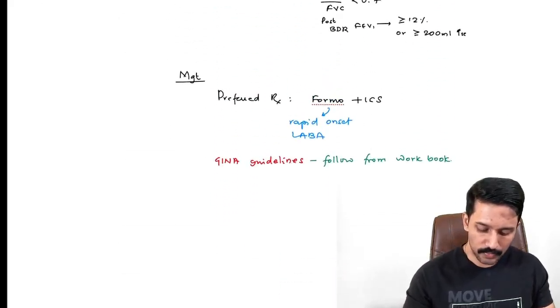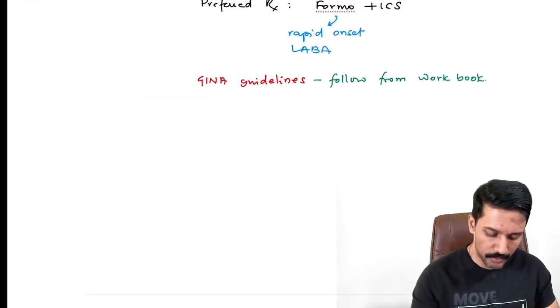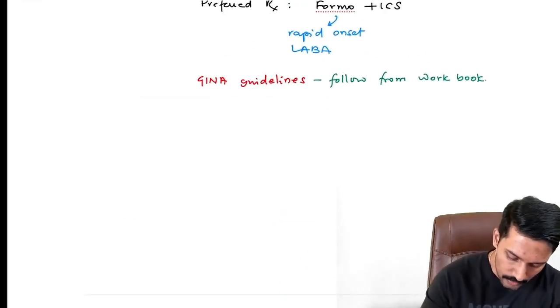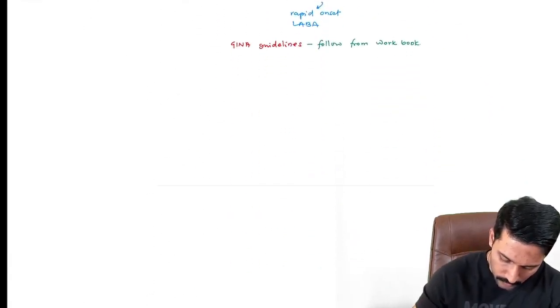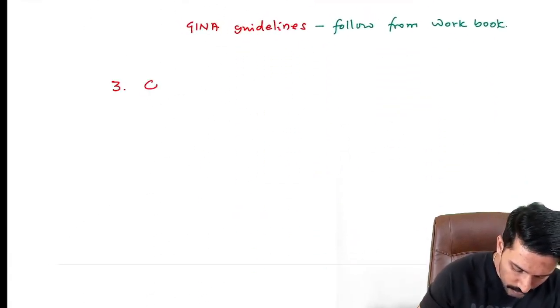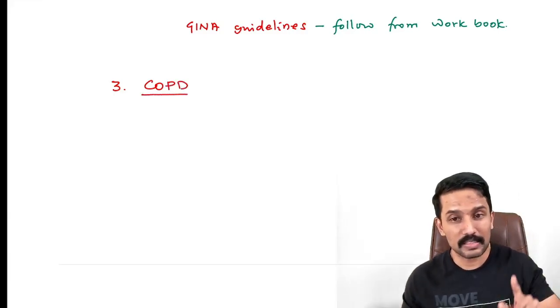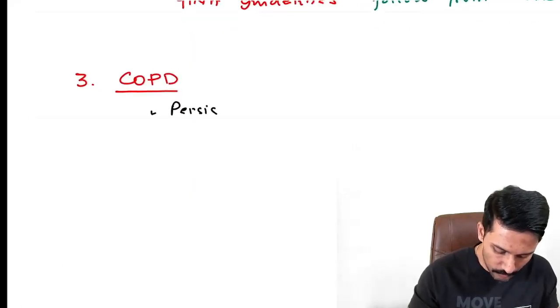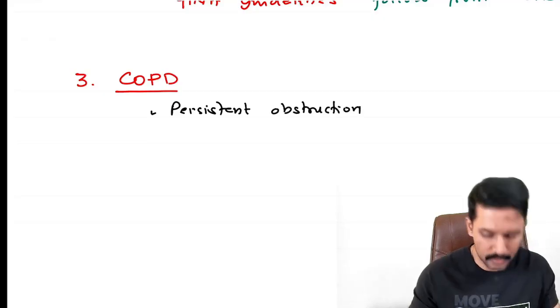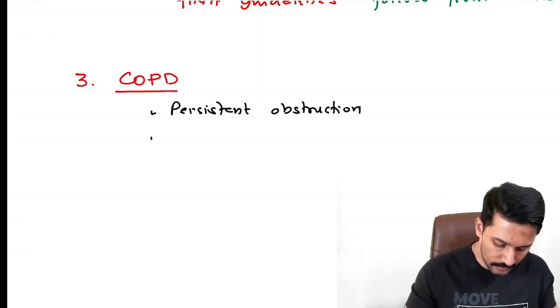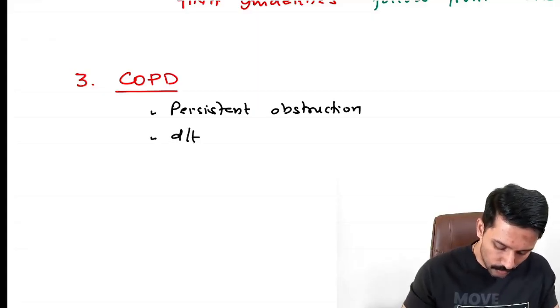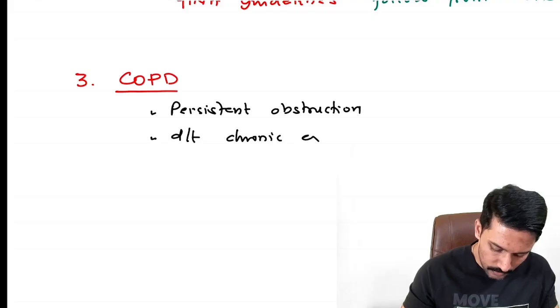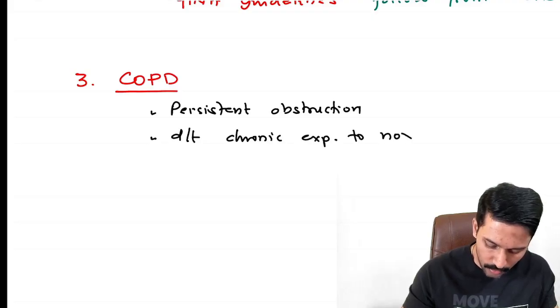Now I will take you through, next is COPD. So what is COPD? It is a chronic respiratory disorder characterized by persistent obstruction. Asthma was characterized by reversible obstruction. This is characterized by persistent obstruction. Okay. Second thing, it is due to chronic exposure to noxious or harmful gases.